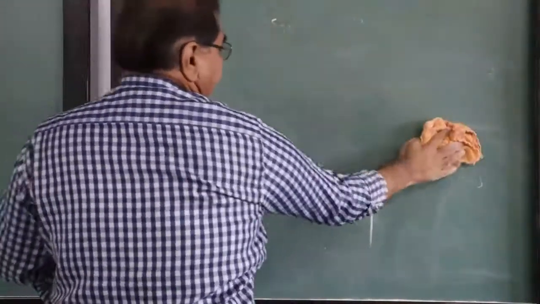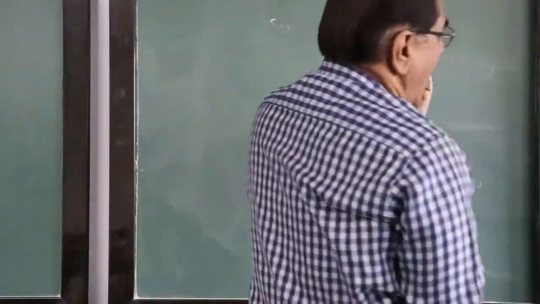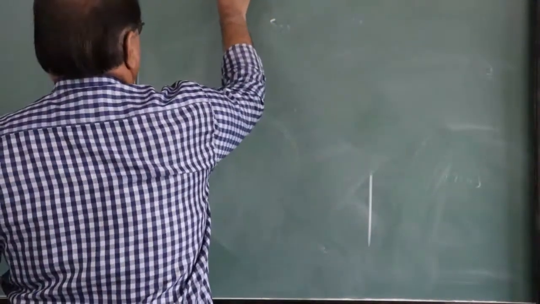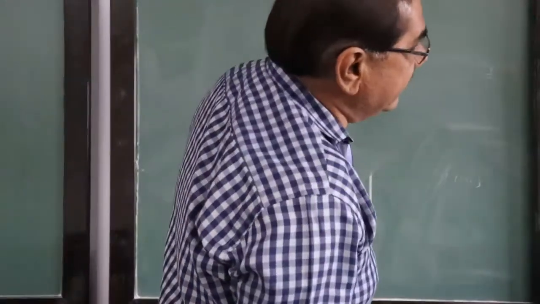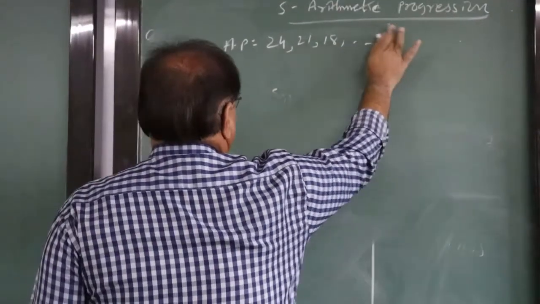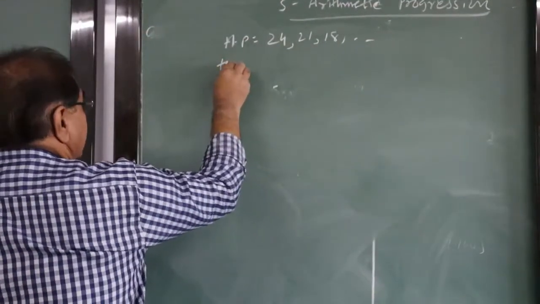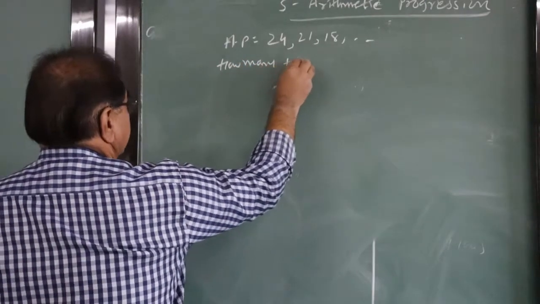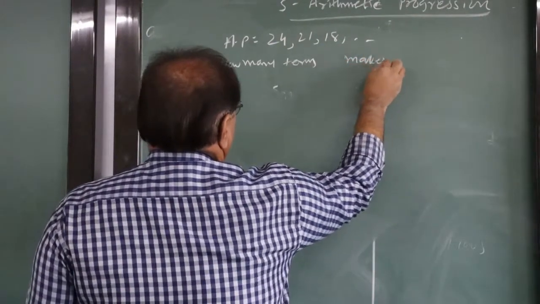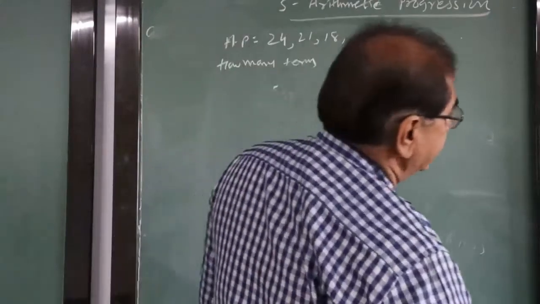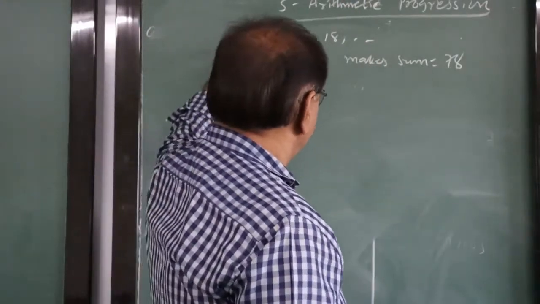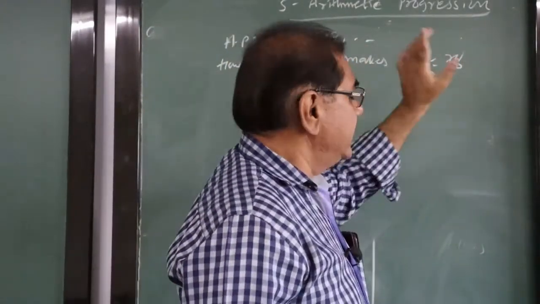One more example we take. You are given the AP 24, 21, 18 and so on. The question is, how many terms of this AP make the sum 78? How many terms of this AP should be added so that the sum is 78?